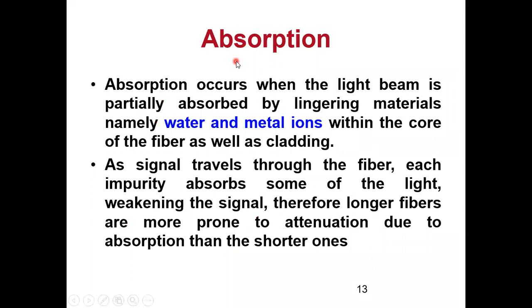Okay, so what is absorption loss? From the name, absorb. Okay, so something I am absorbing. The dictionary meaning of absorbing, I think all of you know. So absorption occurs when the light beam is partially absorbed by lingering material. Now, what are those material? Namely, water and metal ions within the core of the fiber as well as cladding.